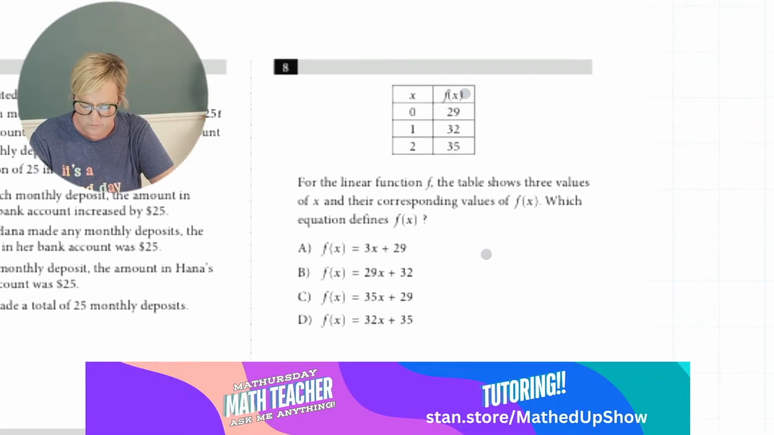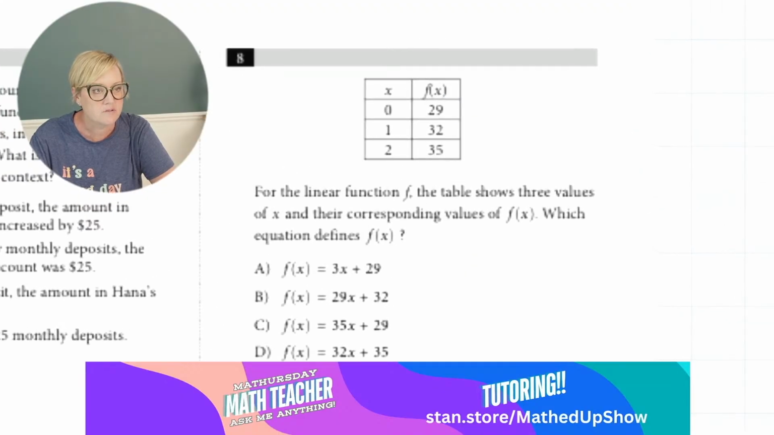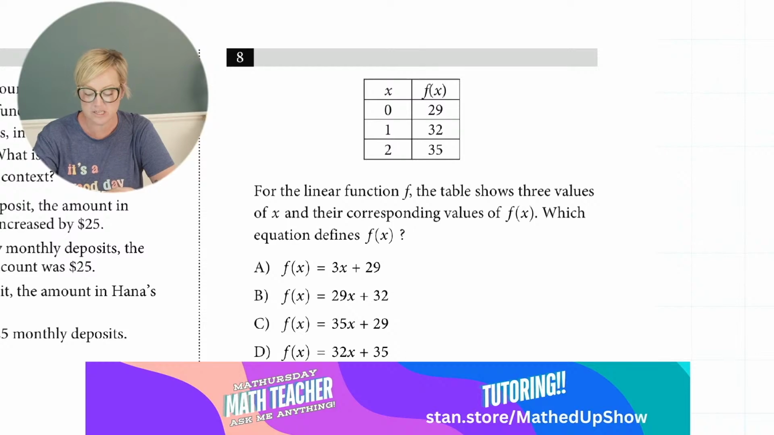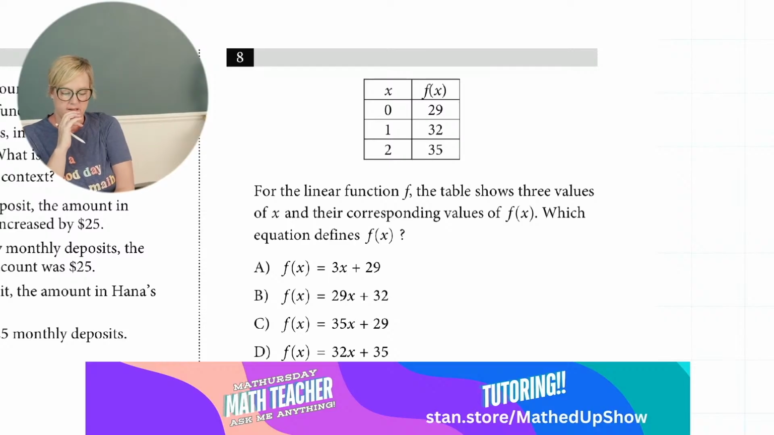Ooh, let's do this one. We've got a function going on here. So this is still really just Algebra 1 content. This one can be a little tricky if you're not quite sure about the function notation. But really, if you haven't seen the function notation, which is f of x, you can just think of it as y.